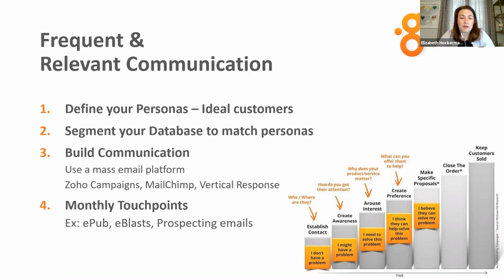And then prospecting emails, which might be more of a drip campaign where you're trying to encourage somebody to respond and potentially set up a meeting or a sale. And so with a mass email platform, we would use things like Zoho Campaigns, which is integrated with the Zoho CRM platform, MailChimp, which has its own integrations with various CRMs, and Vertical Response. There are lots of different types of mass email platforms.